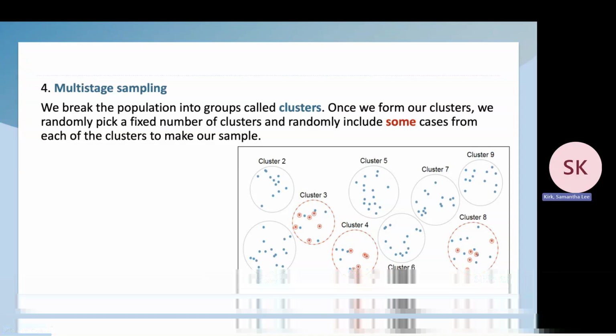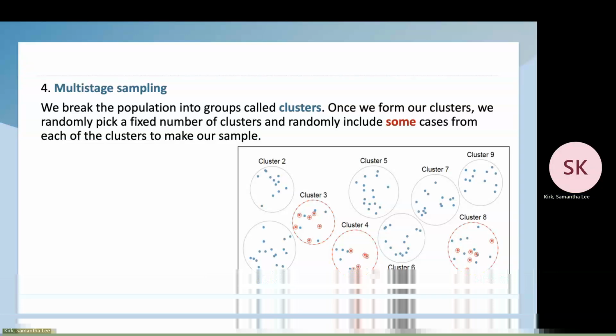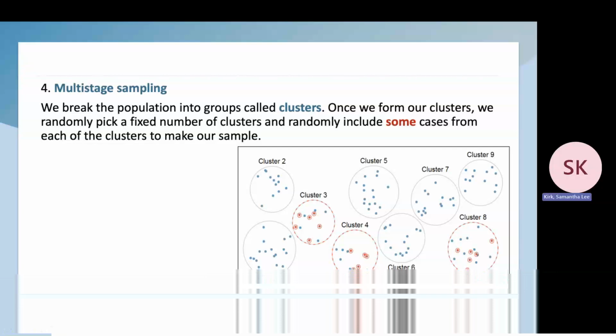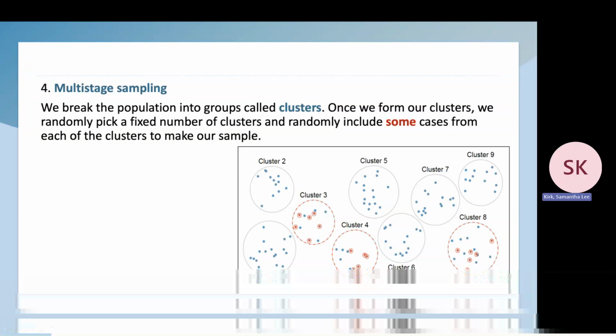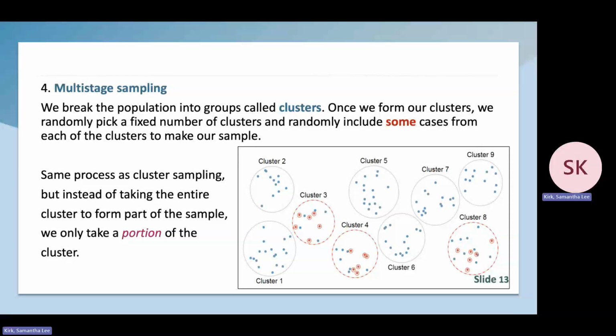So you can see this is the same picture from cluster sampling. The difference is in cluster sampling, when we selected cluster 3, 4, and 8, we used everybody in there. But this time you can see that the red dots represent the people we choose to put in our sample. So this is the same process as cluster sampling, but instead of taking the entire cluster to form part of the sample, we only take a portion of the cluster.